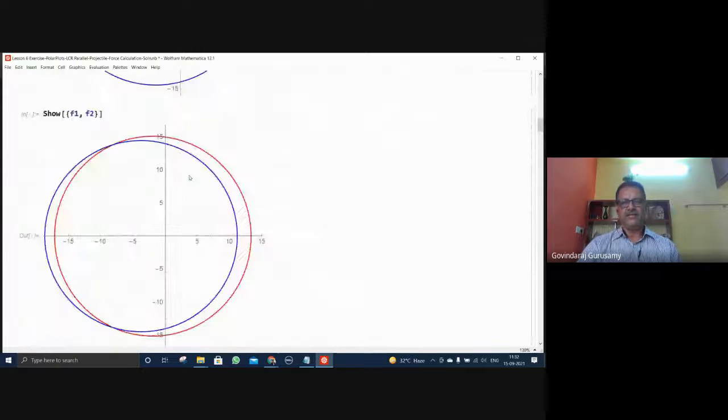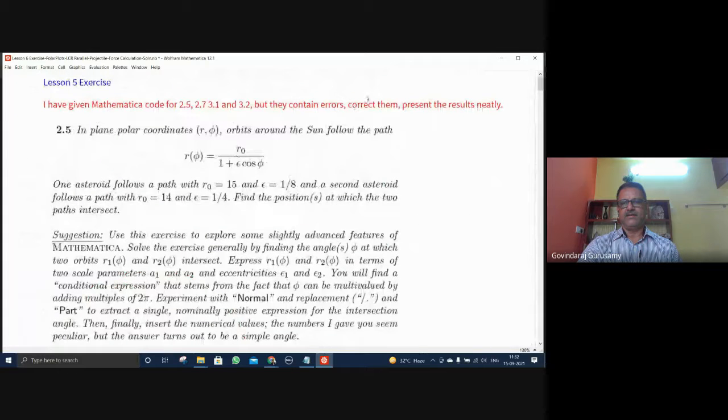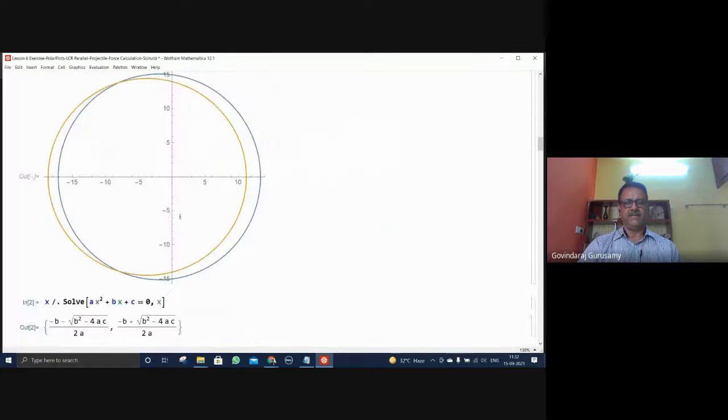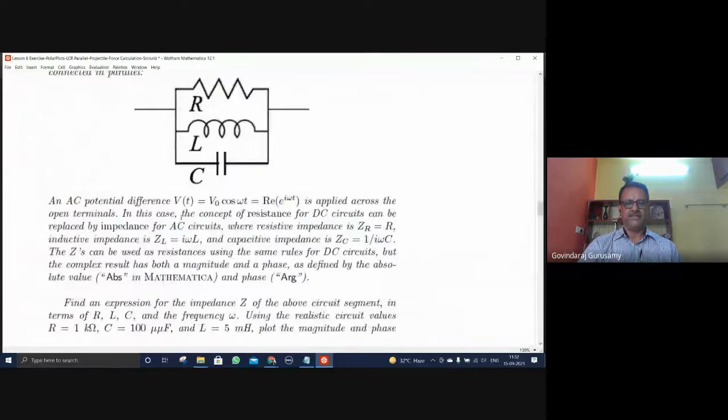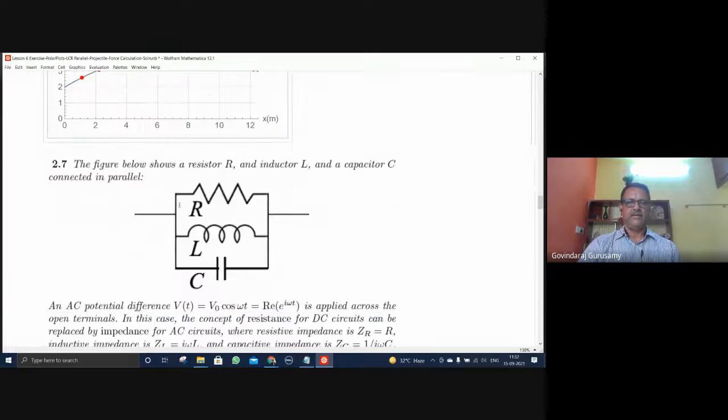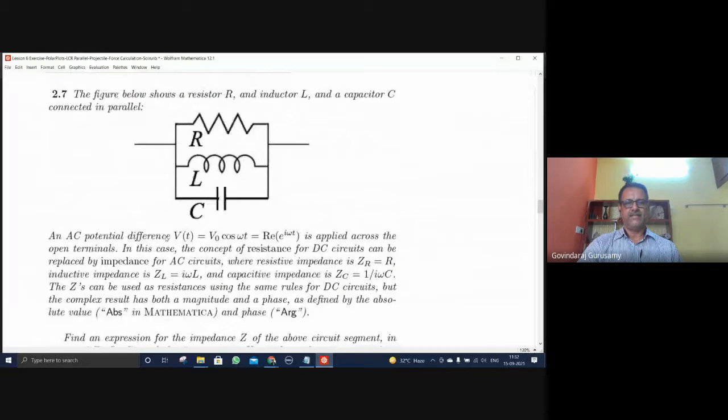That's what I said, you should try to understand. But correct the content errors, present the results neatly, and put as much information as possible for a given problem. Don't restrict yourself to the problem whatever has been asked for. Proceed further, extract as much information as possible, and connect it to the other problems which you have already learned connected to this kind of problem. Okay. So now let us go to the other problem.